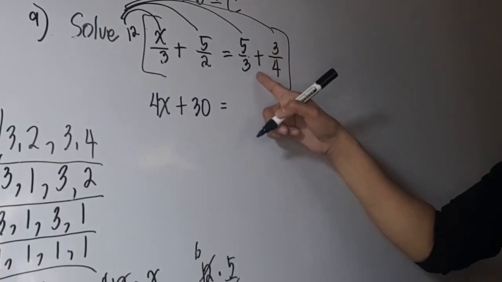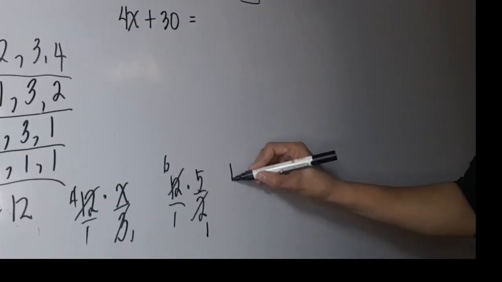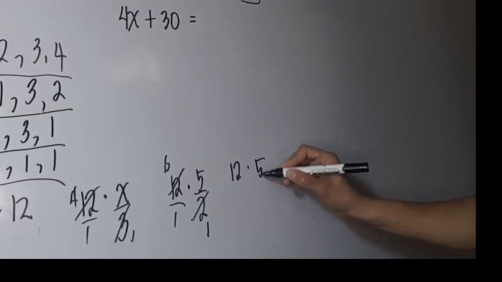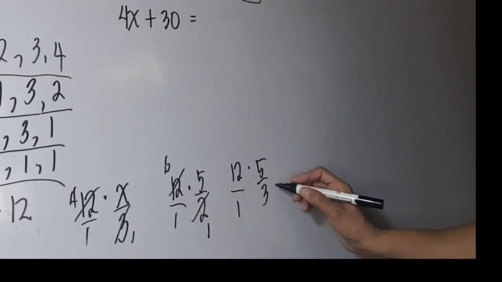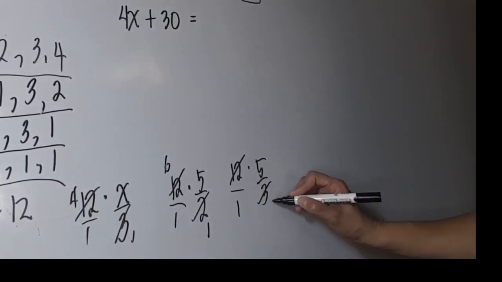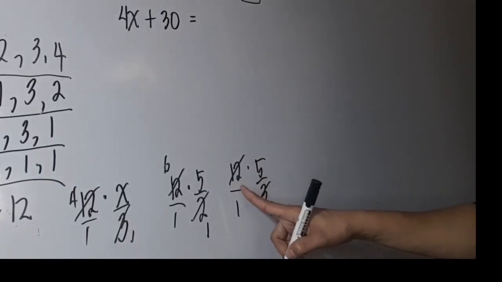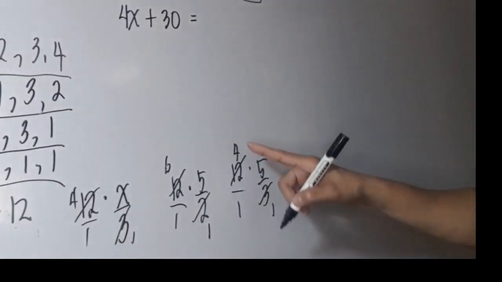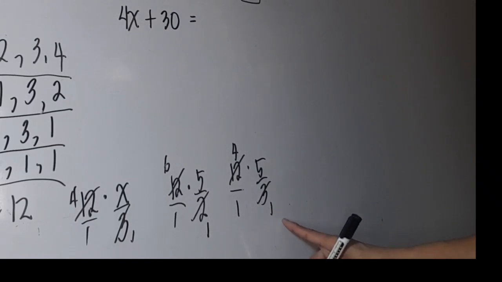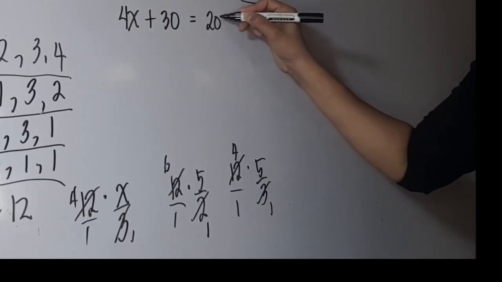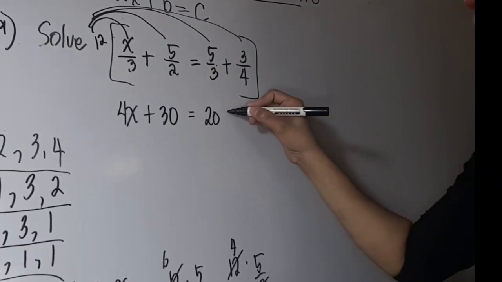Equals, again, let's multiply it by 12. So, 12 times 5 over 3. So, yung 3 at 12, ang GCF ay 3. 3 divided by 3 is 1. 12 divided by 3 is 4. 4 times 5 is 20. 1 times 1 is 1. So, this is 20 over 1.